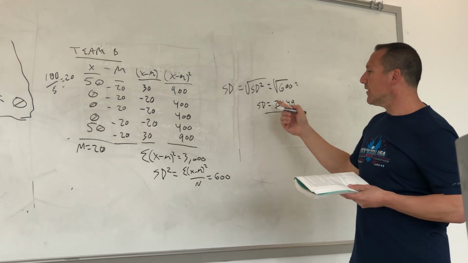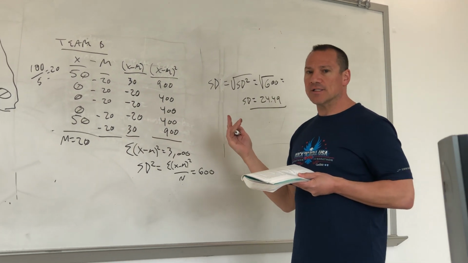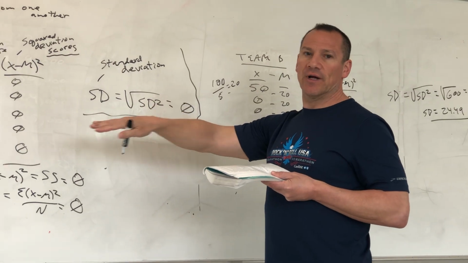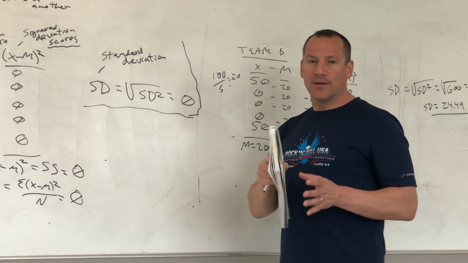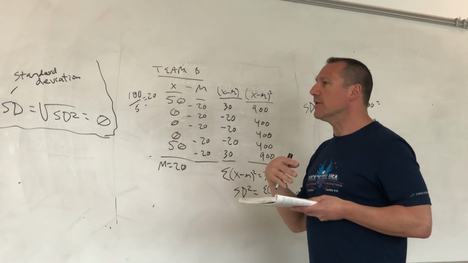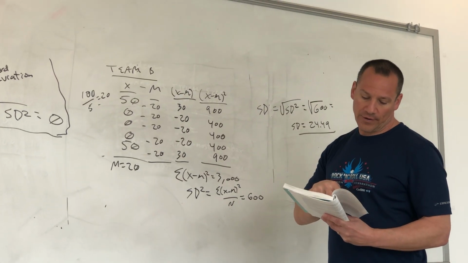Now this is on the scale that the scores started in, so you can interpret it and think about it that way. As opposed to, over here, the standard deviation was zero. Again, saying scores vary zero from one another. This process is really important because it's going to be used in just about all the processes moving forward.